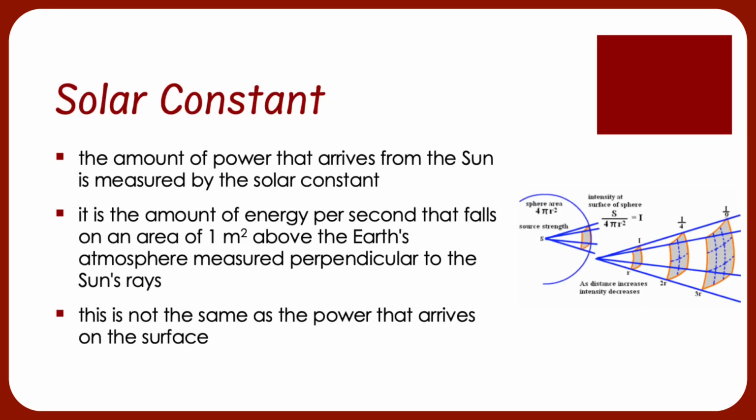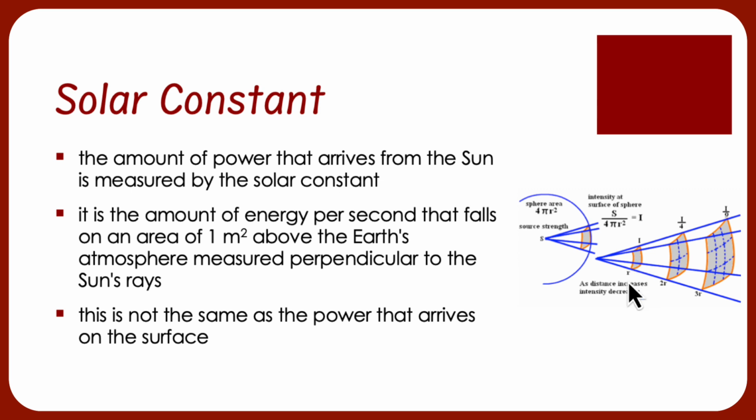So let's start by talking about the solar constant. What it means is the amount of power that arrives from the Sun here at the Earth. At the Sun, we have a certain amount of power that's going to be radiated in all directions, in the direction of a sphere. That's important because remember, the surface area of a sphere is 4 pi r squared. That means the power is going to be spread over a larger and larger area. That's intensity we're talking about, the amount of power per meter squared.